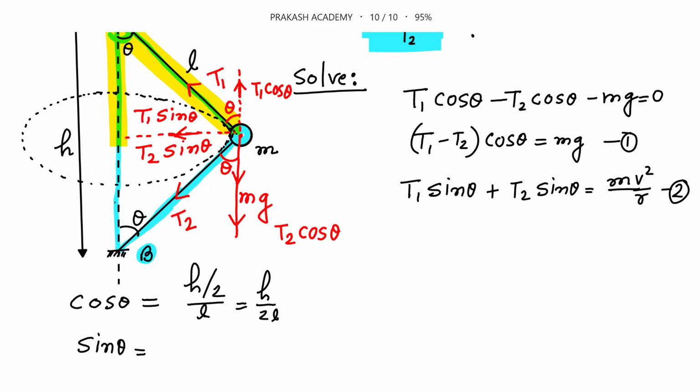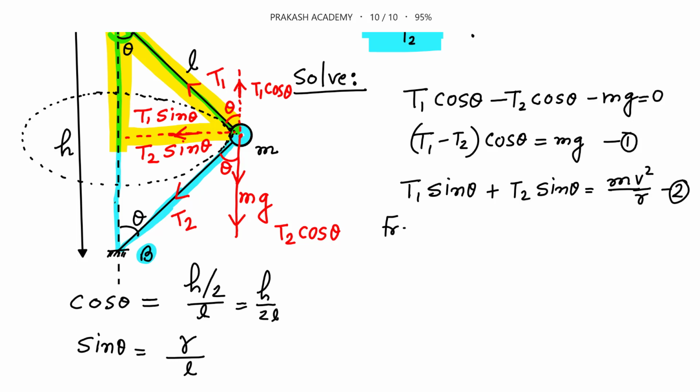Sin theta will be this distance divided by this distance. So sin theta will be r divided by L. So now we can simplify these two equations.